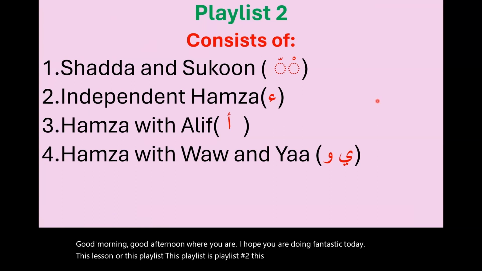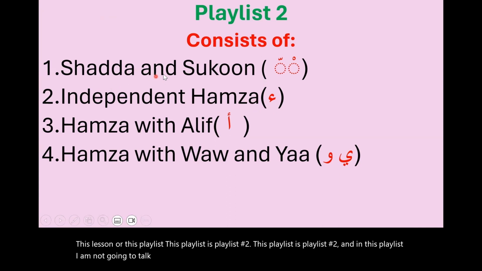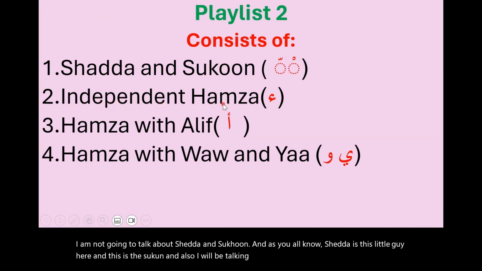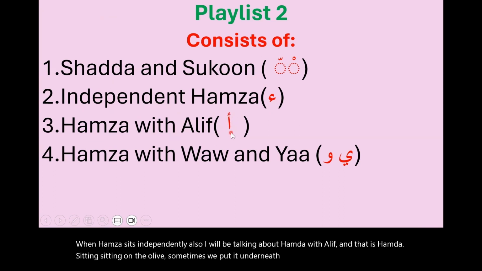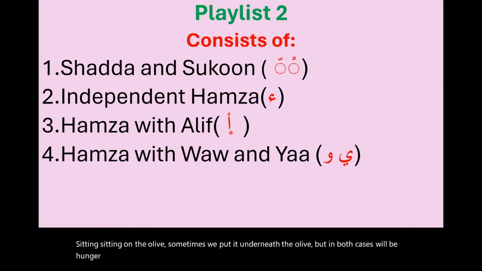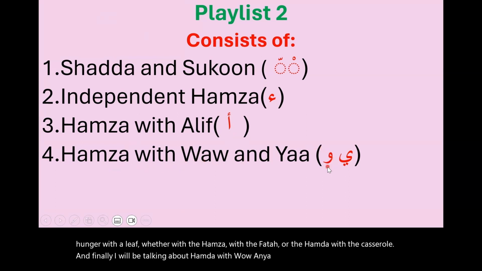This playlist is playlist number 2, and in this playlist, I am going to talk about Shadda and Sukoon. And as you all know, Shadda is this little guy here, and this is the Sukoon. And also, I will be talking about the independent Hamza, when Hamza sits independently. Also, I will be talking about Hamza with the Alif, that is Hamza sitting on the Alif. Sometimes we put it underneath the Alif, but in both cases it will be Hamza with Alif, whether with the Hamza with the Fatha or the Hamza with the Kasra. And finally, I will be talking about Hamza with Waw and Ya, and this is the letter Waw and Ya.